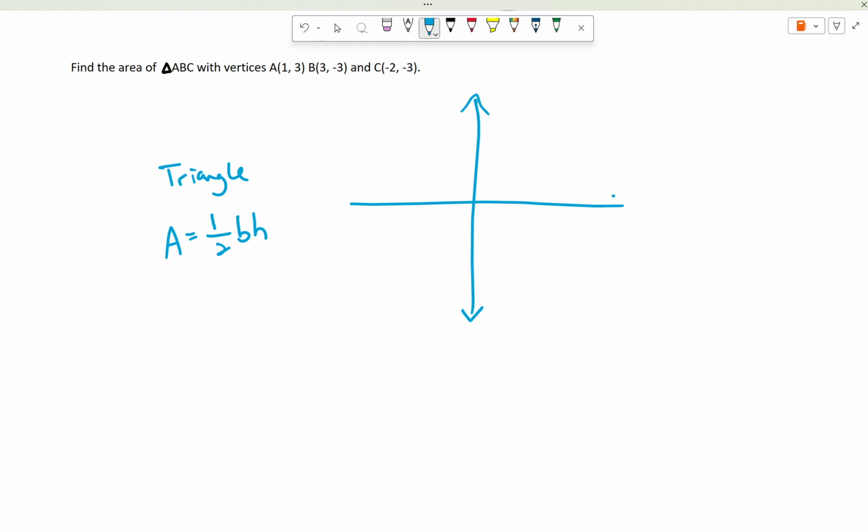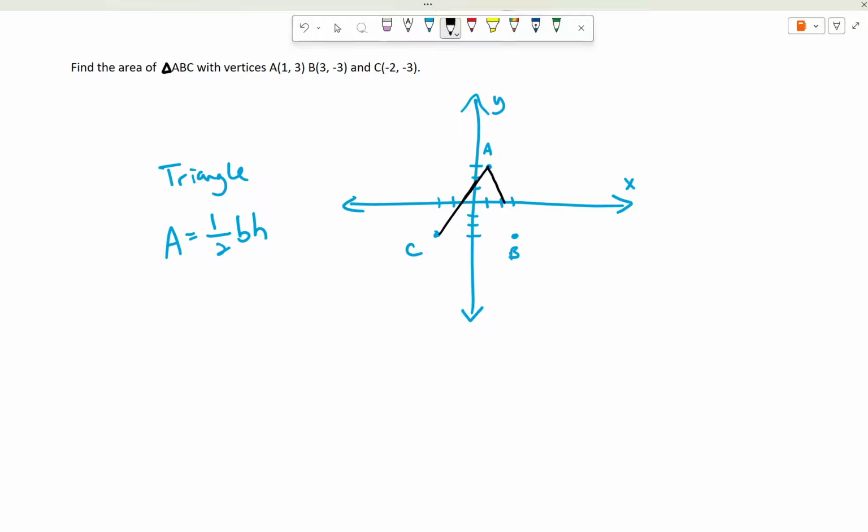My area formula for a triangle is that the area is equal to 1/2 of the base times the height. So in this coordinate plane, I'm going to do a quick little graph, that height winds up being a perpendicular height, okay? So I have 1, 3, that's A, 3, negative 3, that's my B, and my C is negative 2, negative 3, all right?